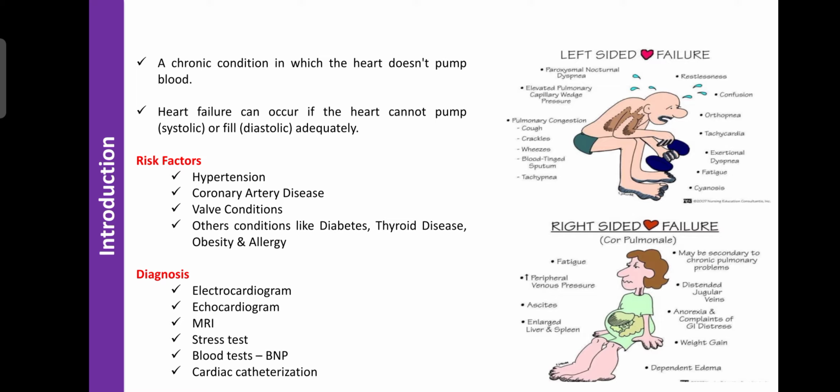Then cardiac catheterization. One catheter is inserted through the arm into the heart. That catheter has an opening containing a camera. With the help of that camera, the doctor can know which part of the heart is unable to pump or has failed. So like that, congestive heart failure can be diagnosed with the help of various methods.